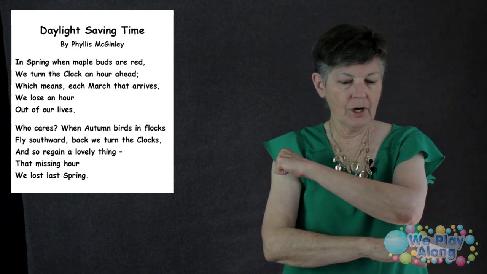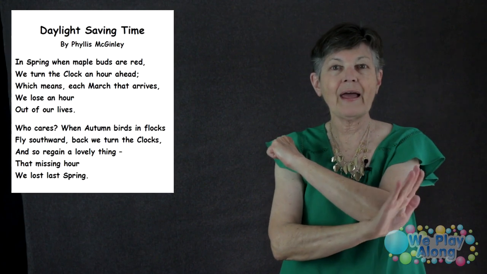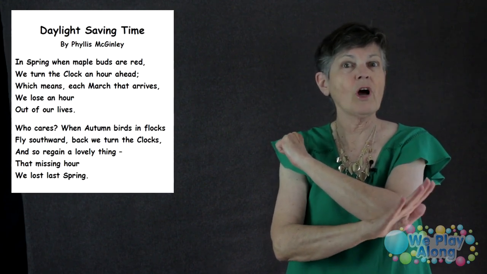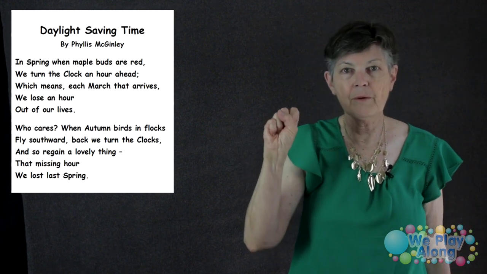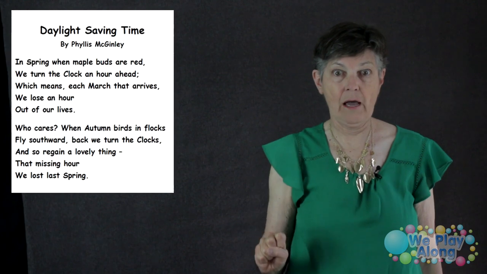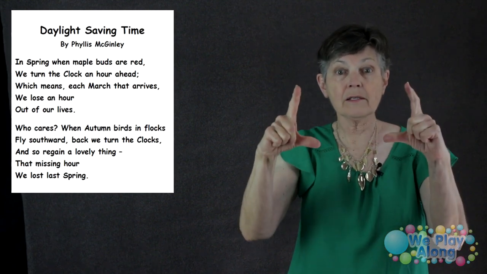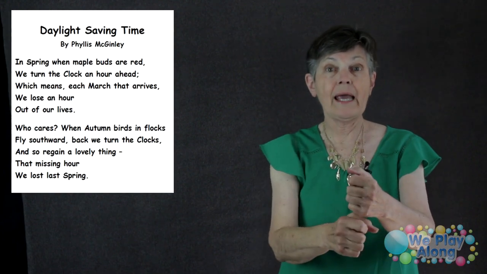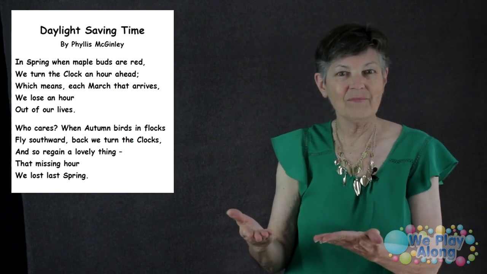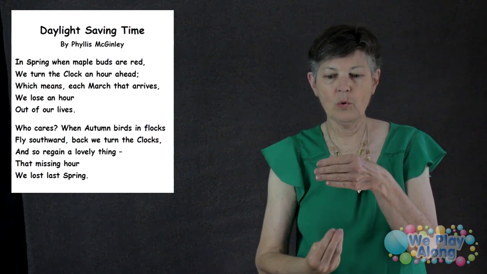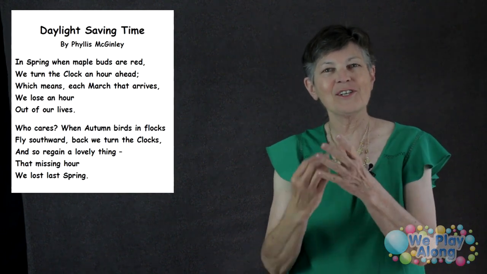When autumn. So you're going to put your hand down here by your elbow. You've got this arm coming up this way, and this one's going to go like a leaf. So this is a sign for autumn, because that's when all the leaves fall. When autumn, birds in flocks fly. Now south, you're going to make an S hand and you're going to go down. This would be north, this is south. Back we turn the clocks. So back we turn the clocks. And so regain, so that means we get. And so regain a lovely, lovely thing that you're going to bring your hand up here and whoo, it's coming down. That missing hour we lost last spring.